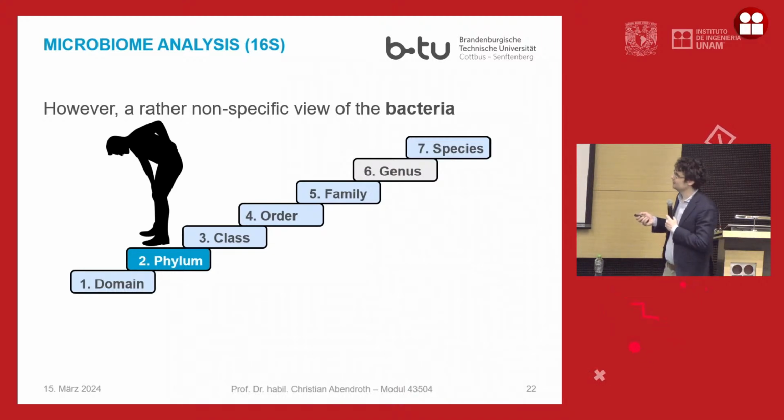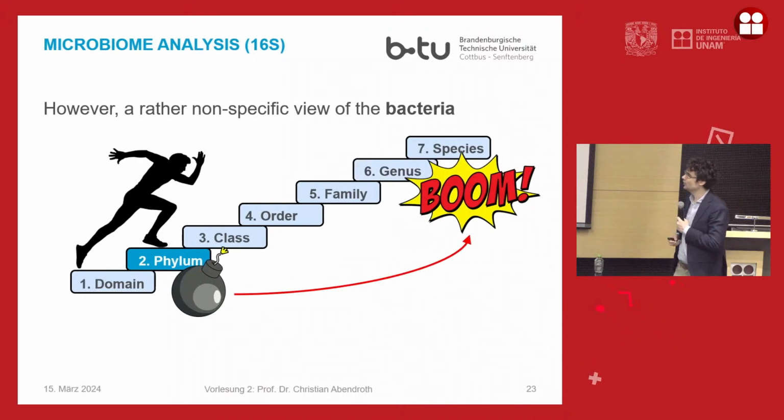Well, there are methods to still achieve this, and they are more expensive. For example, you could sequence the whole metagenome, the whole DNA sequence. And if you do so, then the few phyla that we observed here will explode in their number, and then we have a huge number of species, which is really hard to oversee.